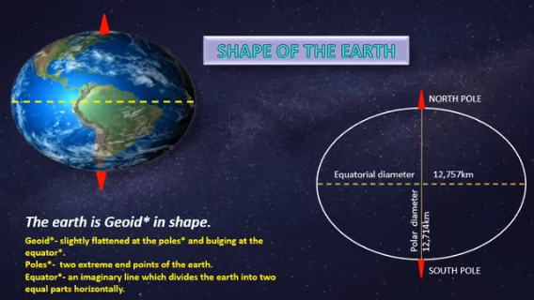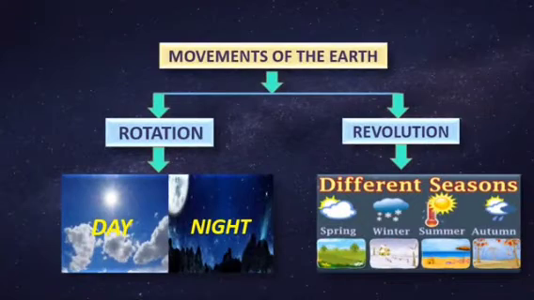The difference of 43 kilometers between the equatorial diameter and polar diameter proves that the Earth is bulging at the equator and flat near the poles. So this is the proof for the geoid shape of the Earth. You have understood the size and shape of the Earth. Now let us study about the movements of the Earth.